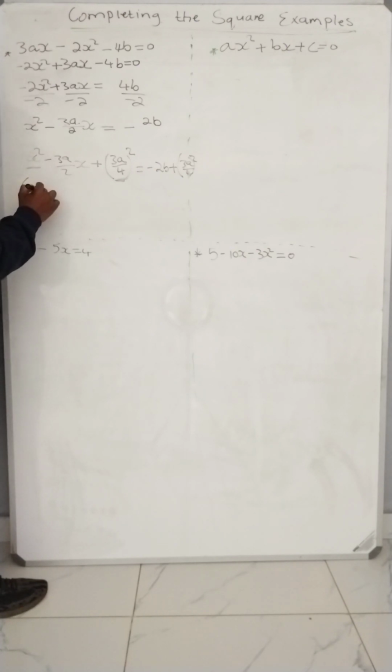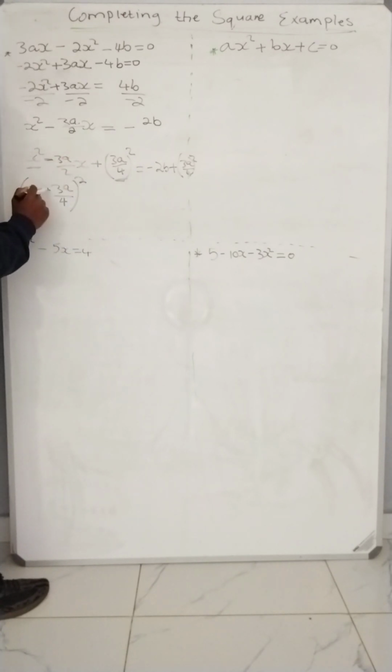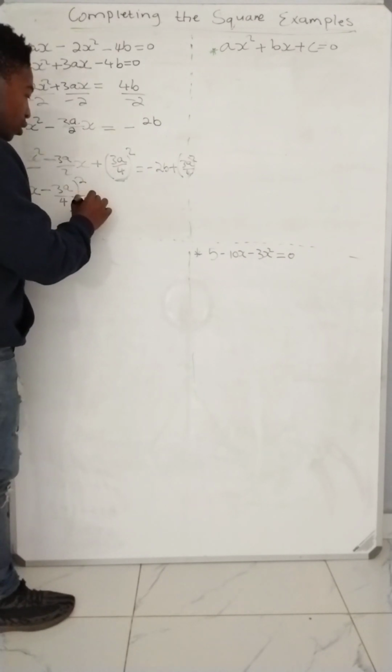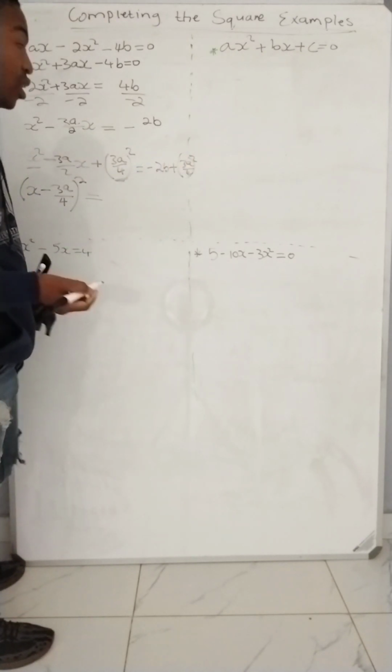We'll have (x minus 3a over 4) squared. The reason we're having minus here is because we have a minus there. Okay, and then we have a positive there. So since this is squared, minus times minus will give us positive, and then because we're going to be adding two things, we'll be getting a negative there. So we have a squared there, and on the right side we're just going to add the terms as they are.